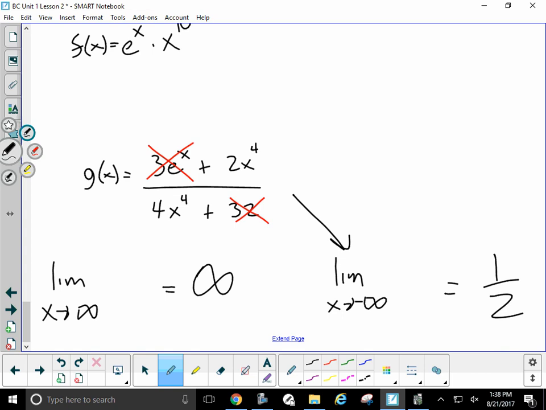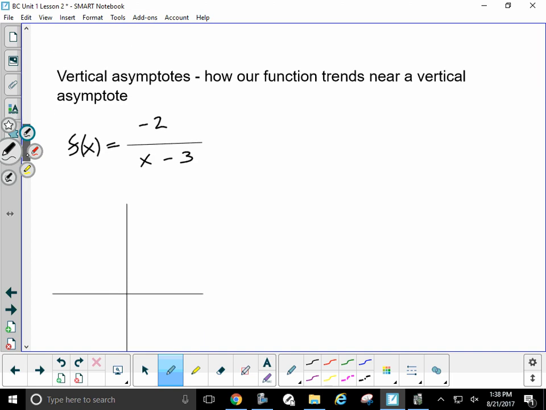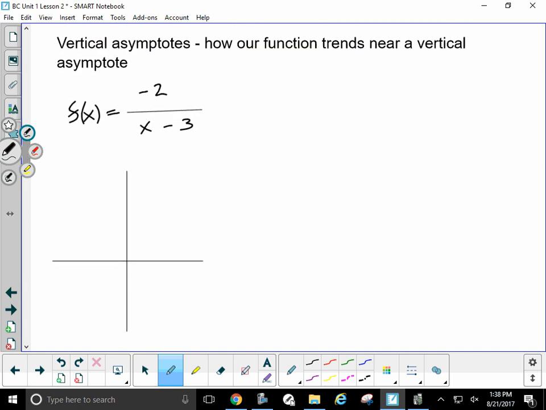Great, that was all horizontal asymptotes. We spent most of our time on the things that you will be tested on and quizzed on the most, but there are some vertical asymptotes we have to talk about. Really, we want to figure out just the behavior of functions around an asymptote.